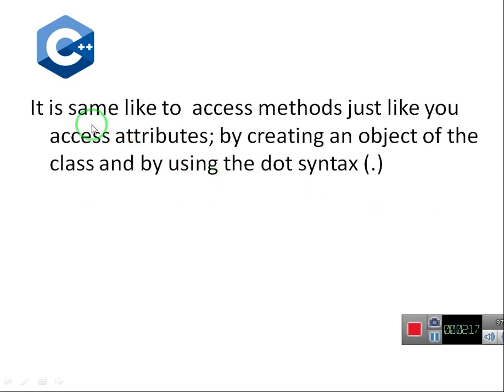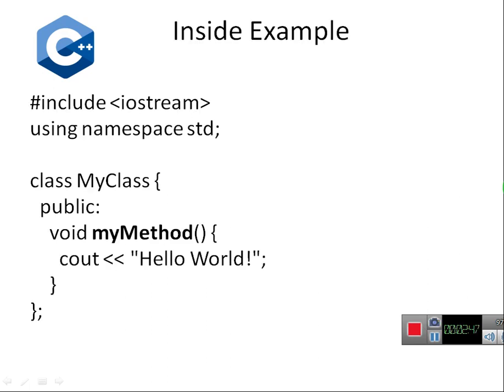One thing to be noted is that to access methods, just like you access attributes, you create an object of the class and use the dot syntax. In the previous example I told you how we access with the help of the dot sign. This is not a difficult task, it is easy. I am showing you in this program and today we will implement it also.